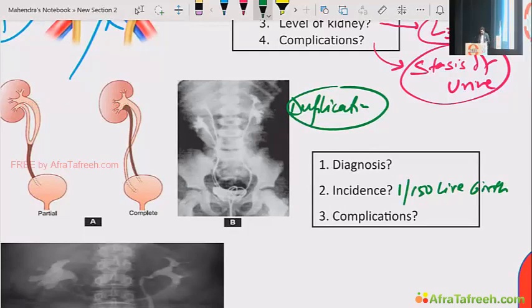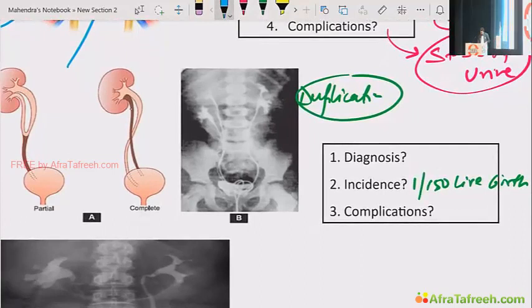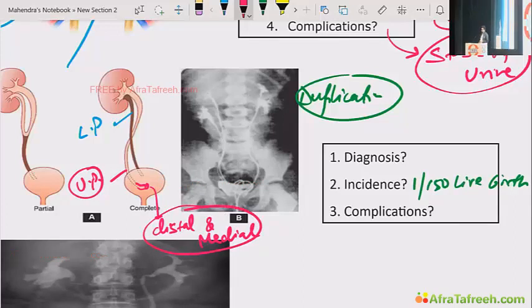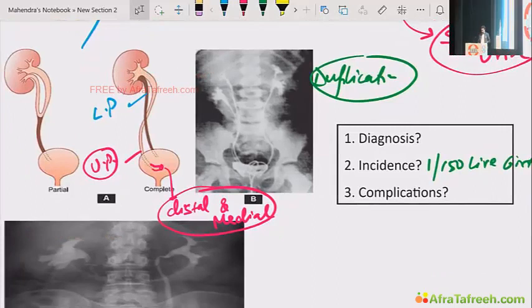So one very important thing you should remember is, see, this is the lower pole ureter, and this one is the upper pole ureter. The upper pole ureter will open distal and medial to the lower pole ureter. This is known as Weigert-Meyer's law or rule: upper pole is distal and medial. Complication: it can cause vesico-ureteric reflux and UTI.